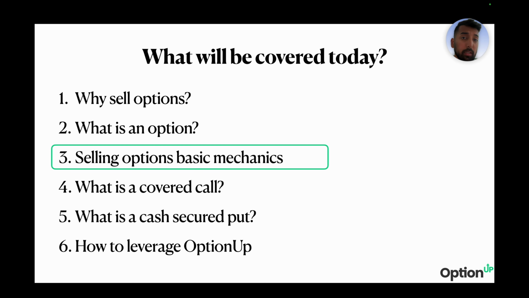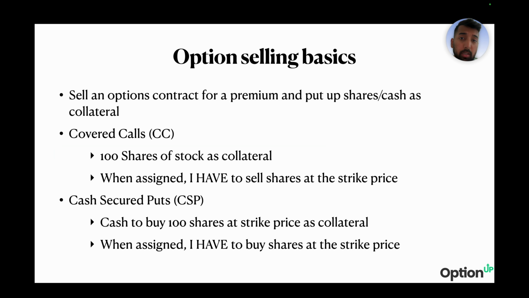So moving on, let's talk a little bit about what the basic mechanism of selling options is. When you're selling the option, you sell the contract. So you write the contract and you basically agree to buy or sell that security at a given strike price. And then you would put up your shares if it's a covered call, or you would put up cash if it's a cash secured put as collateral.